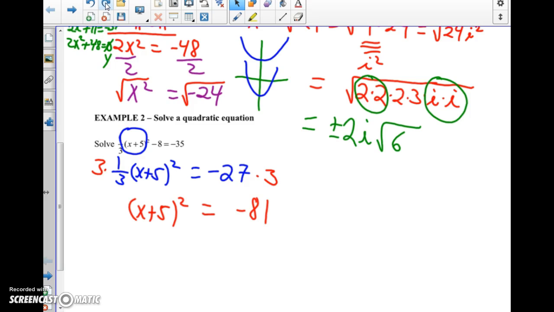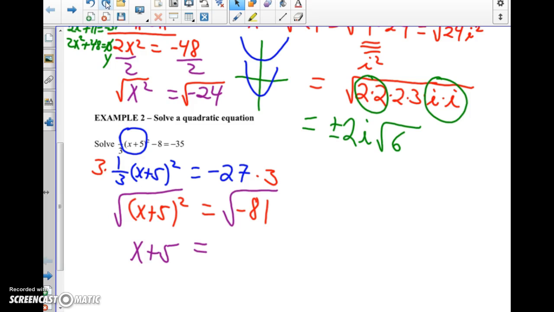Okay, now what do you got to do? Square root both sides, right? You know it. Square root both sides like this. Now you're going to get x plus 5, right? Now I'll bet you can do this in your head. What's the square root of negative 81? Plus or minus 9i. 9i is what you'll get.